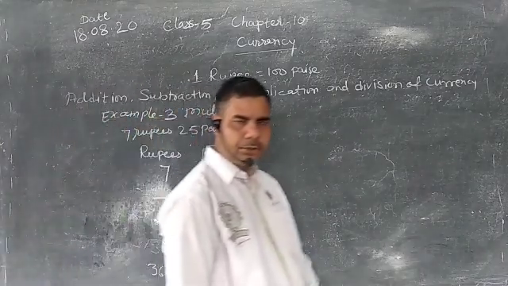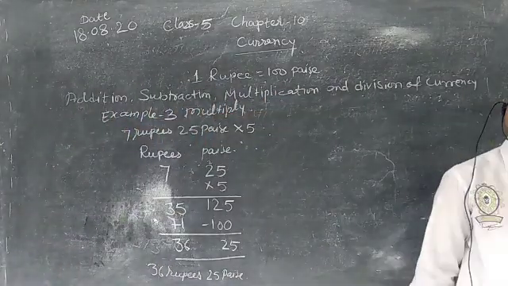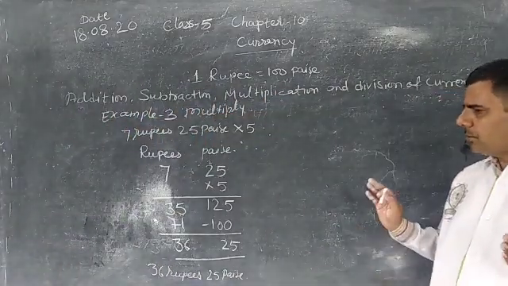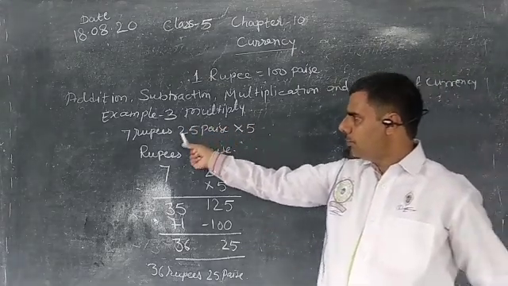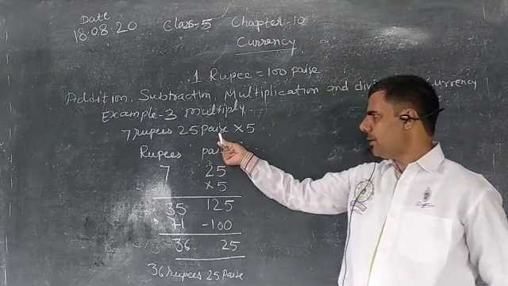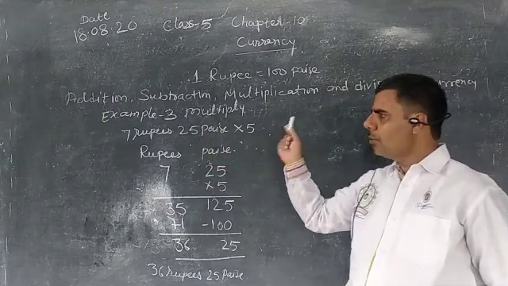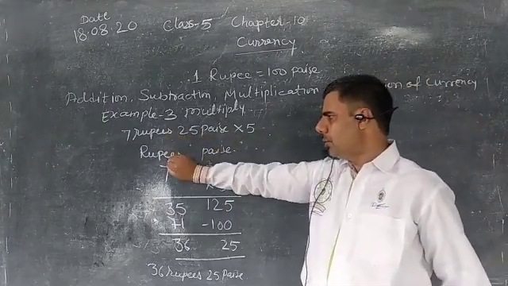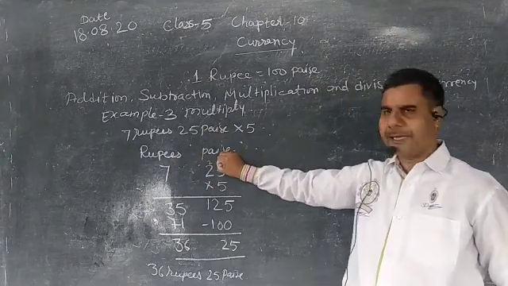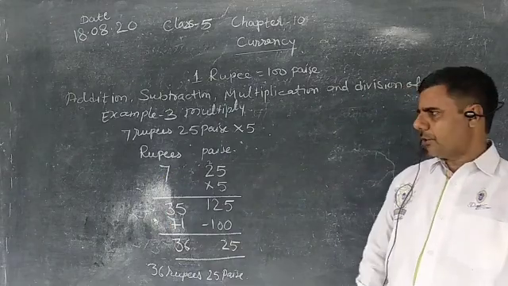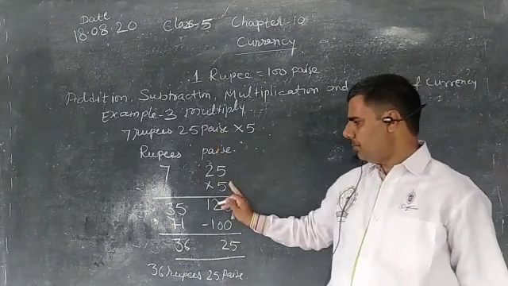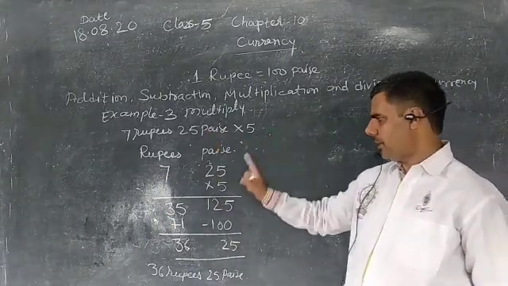Have you understood this question clearly? What have you done? Multiply 7 rupees 25 paise multiplied by 5. We make two columns, one of rupees and the other of paise. In the rupees column we shall write 7 and in the paise column we shall write 25, and then multiply by 5.